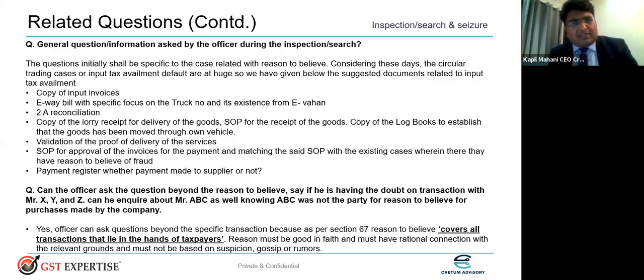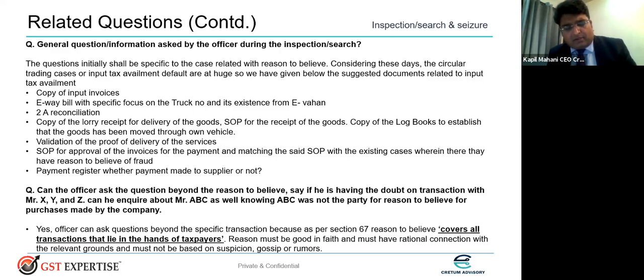So this is the general thing which we have just illustrated, but it is not an exhaustive list. These are some of the illustrative items we have provided, wherein one of the documents is a copy of input invoices, e-way bills with specific focus on the truck number and its existence, two-way reconciliation, and copy of lorry receipt for delivery of goods. What is your SOP?